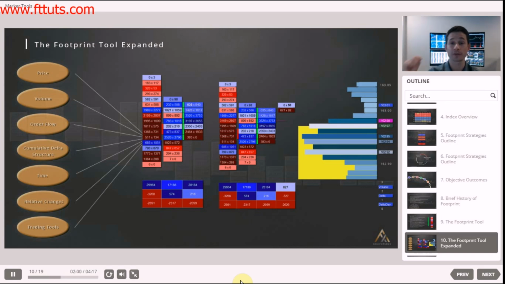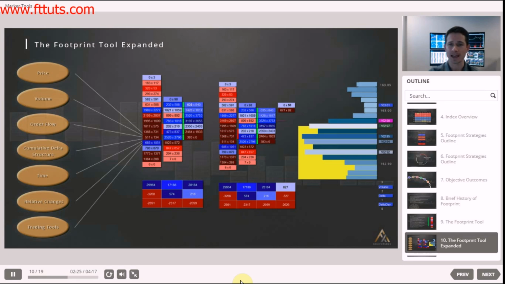Now the net difference between what is on the left and the right is what we call the delta. That delta is nothing more than the order flow. So it's telling us at each price who has ultimately traded more volume. Is it the buyer or is it the seller? And that gives us an understanding of the order flow occurring at each price.